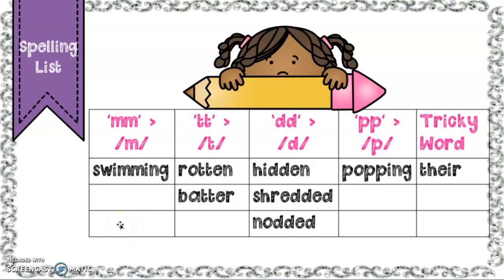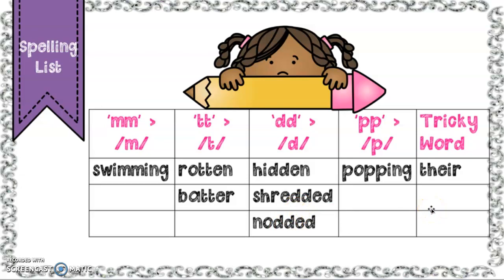So let's go over our words. We have swimming, rotten, batter, hidden, shredded, knotted, and popping. Those all have the double letter spellings, and you can pause if you need to look and see each double letter spelling in the word. Most of them, actually all of them, have that double letter spelling right in the middle of the word.